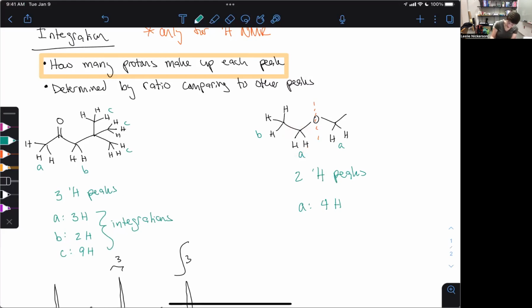Okay. Your B is going to be a total of 6 because it's this 3 plus the other 3 over here. Let me draw those out. Is going to be 6H.